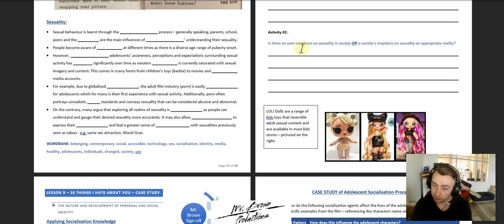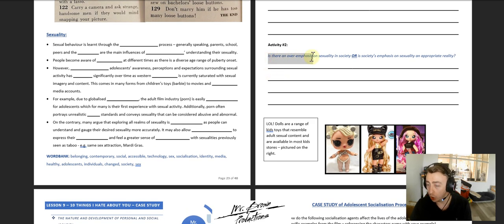Then the second activity is I want you to respond to the following question. Is there an overemphasis on sexuality? Overemphasis meaning, is it a bit over the top? Is there an overemphasis on sexuality in society, or is society's emphasis on sexuality an appropriate reality? If I was to reframe that in simpler terms, do we think there's too much over-sexualization in society, or do you think that's just an objective and appropriate reality of the world we live in today, and that it should be more normalized? What do you think? And that's your lesson. Thanks.